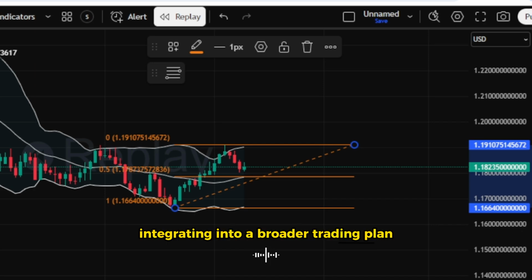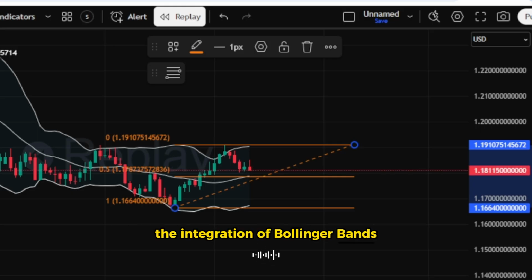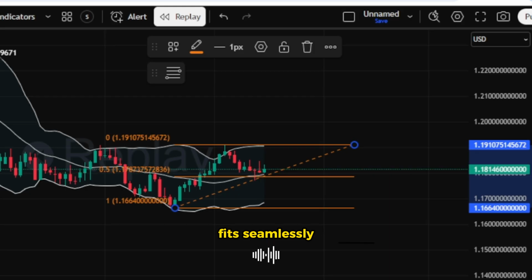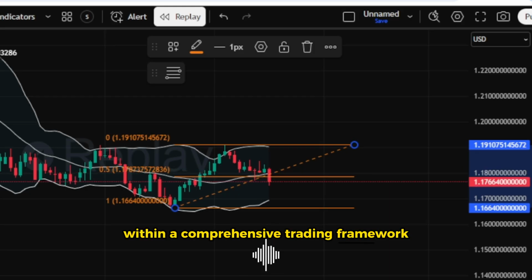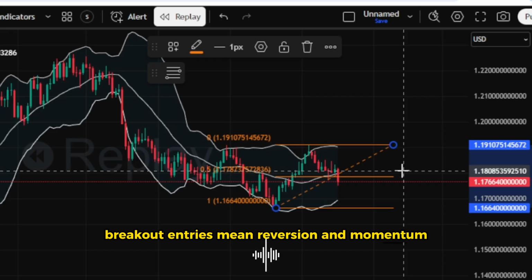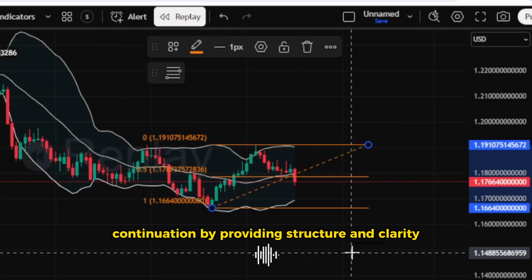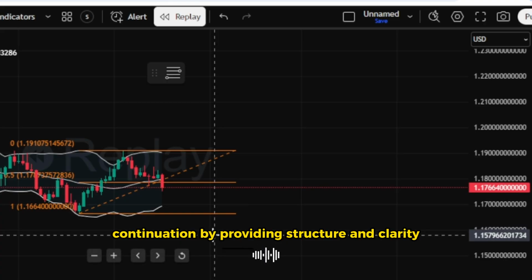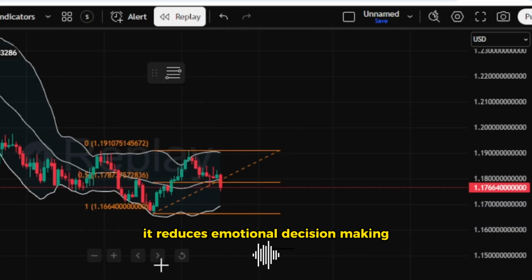Integrating into a broader trading plan. The integration of Bollinger Bands and exponential moving averages fits seamlessly within a comprehensive trading framework. It complements strategies focused on breakout entries, mean reversion, and momentum continuation. By providing structure and clarity, it reduces emotional decision-making and enhances consistency.